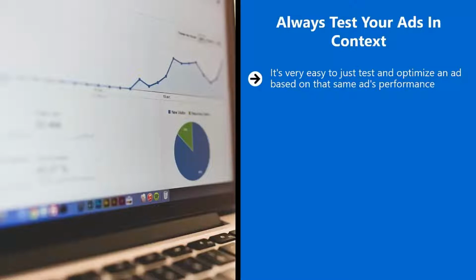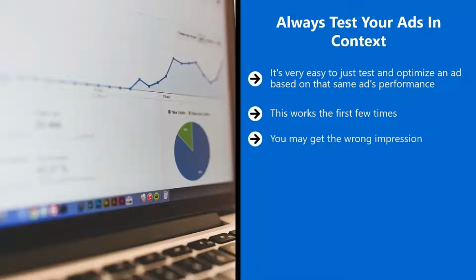But when you do this, you're just comparing the ad against its own performance. This works the first few times. But if you've been running ad campaigns on Facebook for an extended period of time, or you've spent quite a bit of money on your ads, compare them against each other. Don't compare an ad set against itself. You may get the wrong impression. You may be thinking that you're doing really well, but it turns out that, historically, you're underperforming.